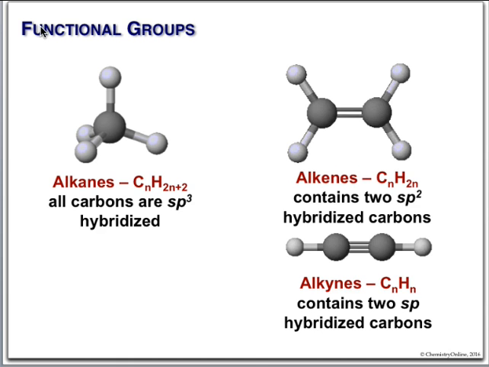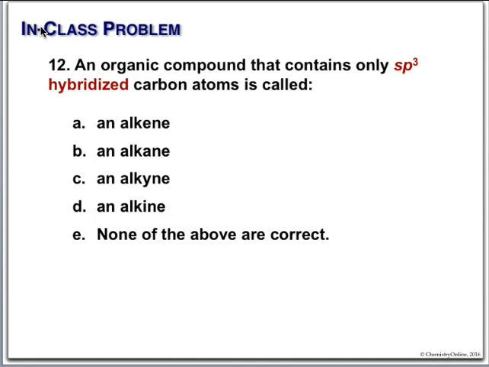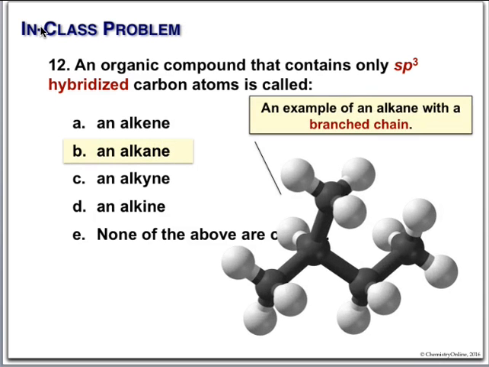3 functional groups we talked about. Alkanes, where they're all sp3. Alkenes, where they're sp squared. And alkynes, where they're sp. This is an example of a branched alkane. And again, every carbon is sp3. Every carbon has 4 bonds. Every carbon is tetrahedral.